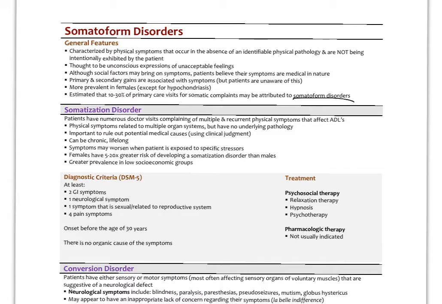By definition, somatization disorder are patients who have numerous doctor visits complaining of multiple and recurrent physical symptoms that affect activities of daily living. The physical symptoms are related to multiple organ systems, but they have no underlying pathology. So they've gone through all these tests, they have all these labs, and one of the things I see happen is instead of the focus being placed more on addressing the psychological issues, the patients go from one doctor to another, one specialist to another, and they get usually hundreds, thousands of dollars of testing, and they keep thinking there's a medical reason for why they are ill, when in reality we may need to just help them step back and look at maybe the whole framework of their psyche and how that relates to this.